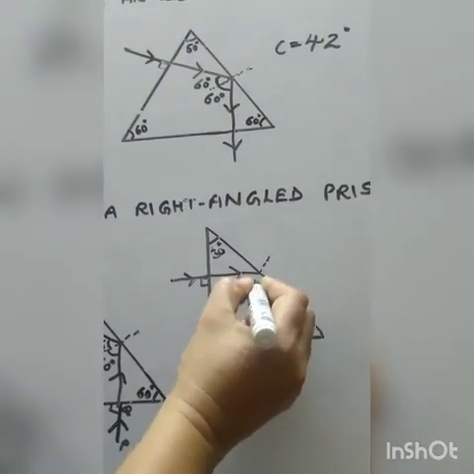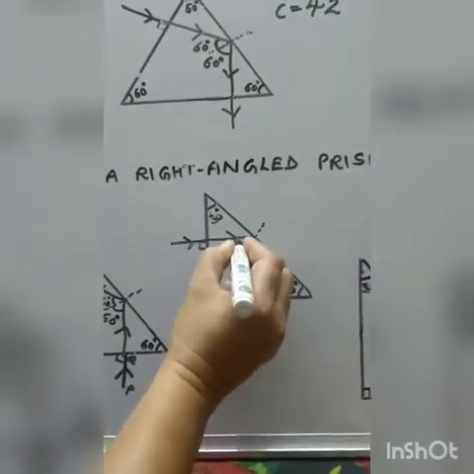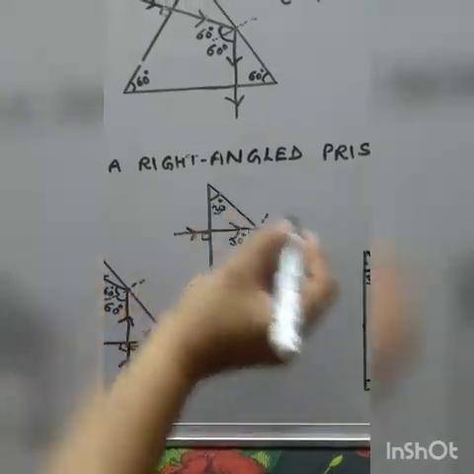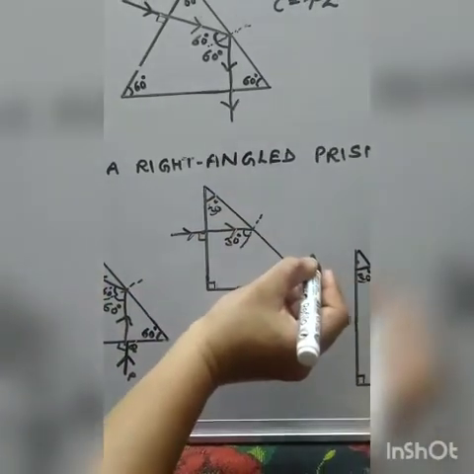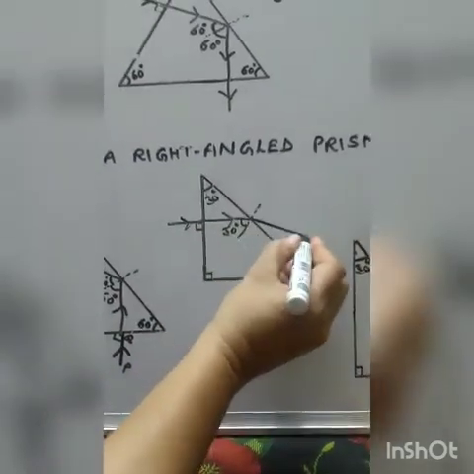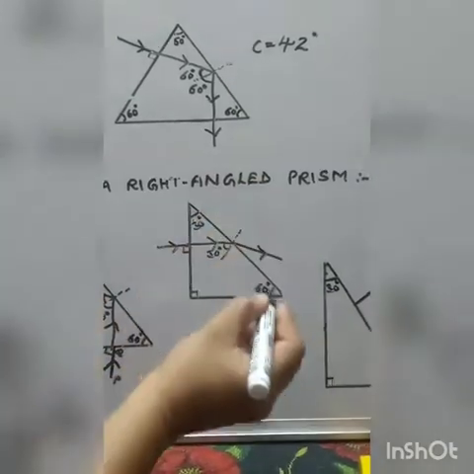If I draw a normal, the angle of incidence will be 30 degrees, which is less than the critical angle. So the ray of light will be refracted. It will go into the rarer medium, and since it is going from denser to rarer, it will bend away from the normal. So this ray will emerge like this.